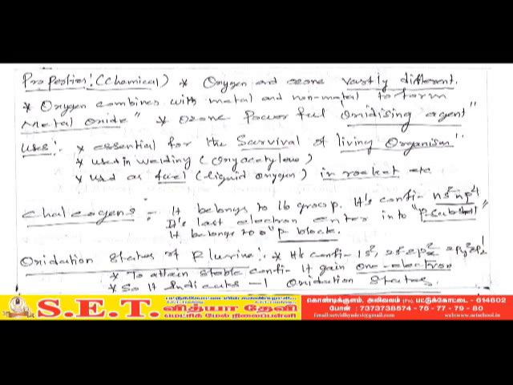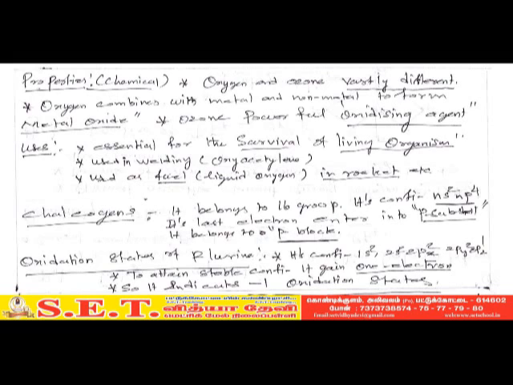And the uses of oxygen. We are going to know about uses of oxygen. You know very well about oxygen. First point, it is essential for survival of living organisms. Second, oxygen is used in the welding process. The oxyacetylene is used as a welding process. Third, oxygen is used as a fuel. Liquid oxygen is used as a fuel in rocket fuel and so on.